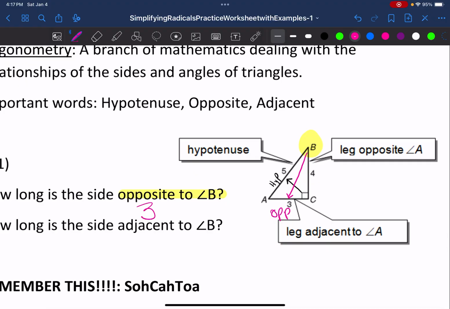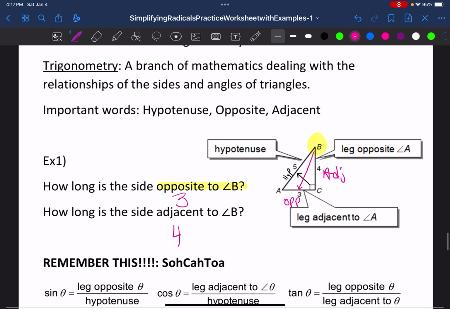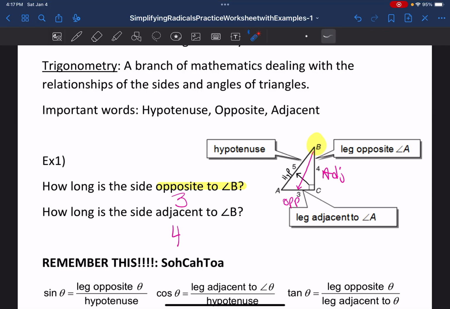Hypotenuse never changes. It is always across from the right angle. So hypotenuse is still number 5. So where's my adjacent? It's the one that we have not labeled yet. So it is 4. You have to be super careful because you can see that the side labeled 3 is adjacent to A, but it is the opposite side for B. So you have to be very careful, which is why we have to read that and label it.